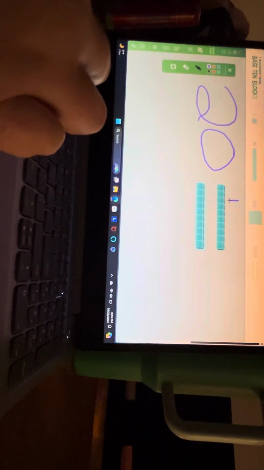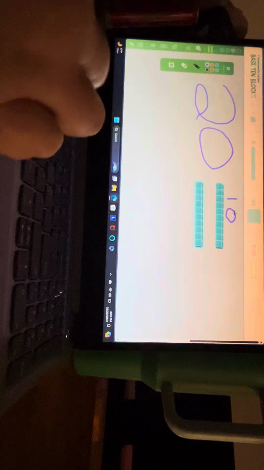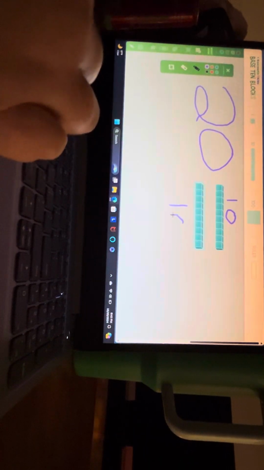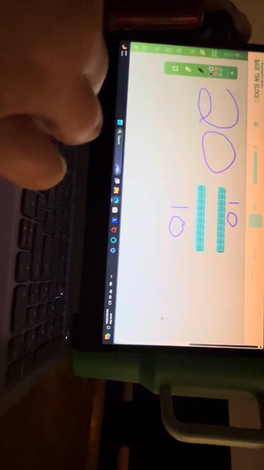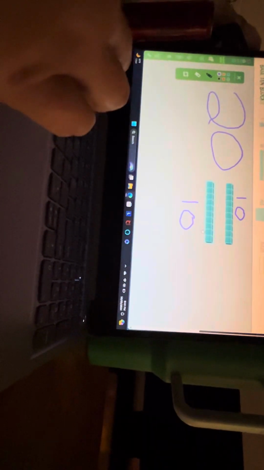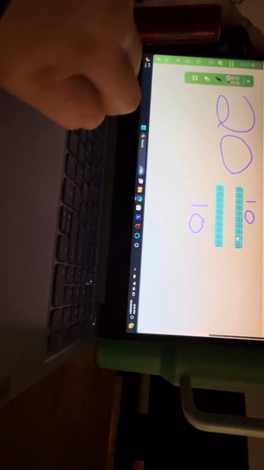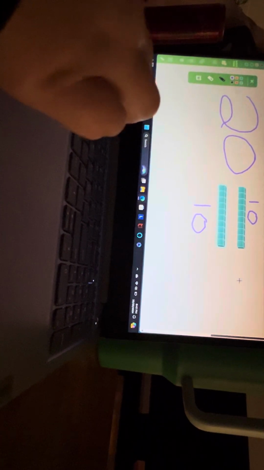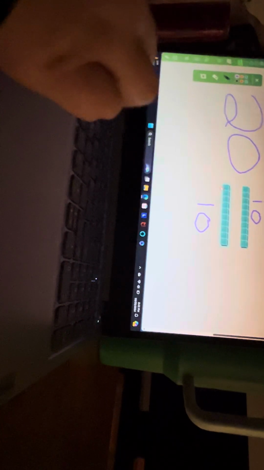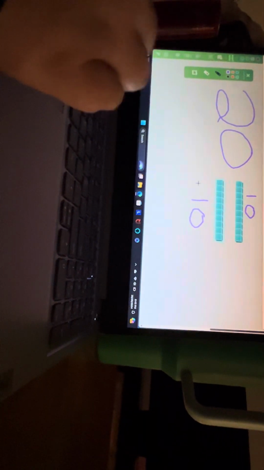Because we know we have 20 blocks. So we have 20 blocks all together. So that means we have 10 in one tower and 10 in the other. So if we have 10 individual blocks on the side, we know we can put them into a tower, making it another 10. So then we can count like this, or we can count 10, 20. So that way we know we have 20 blocks.